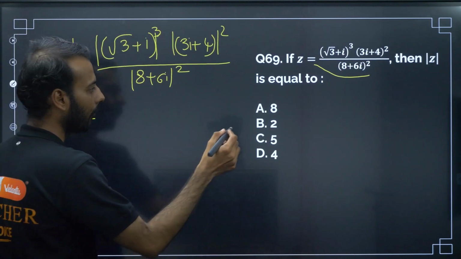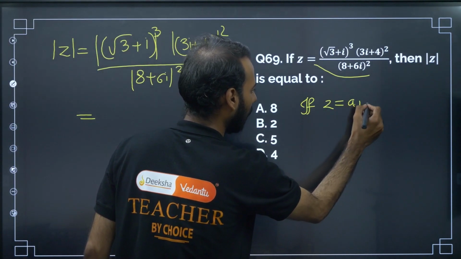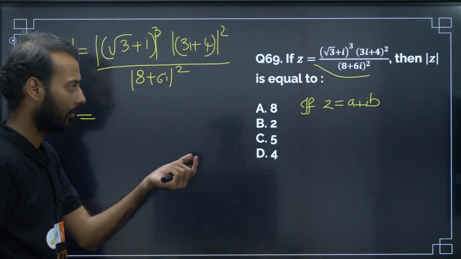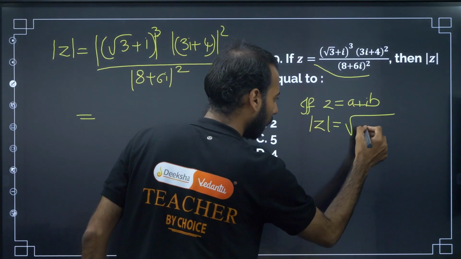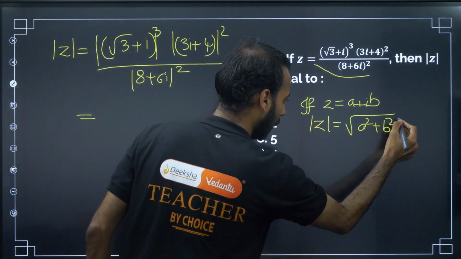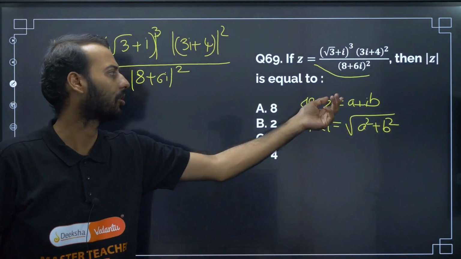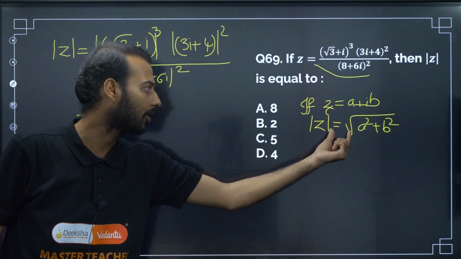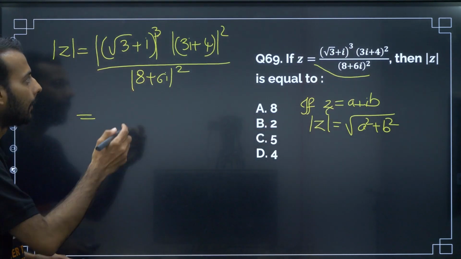Let me explain something about this modulus. If z is equal to a plus ib, try to recall this concept. If one complex number is given, then modulus of z is root of a square plus b square. This question is based on this concept. If you know this, just apply this formula to this problem and you will get the answer. So we'll see how to solve that.